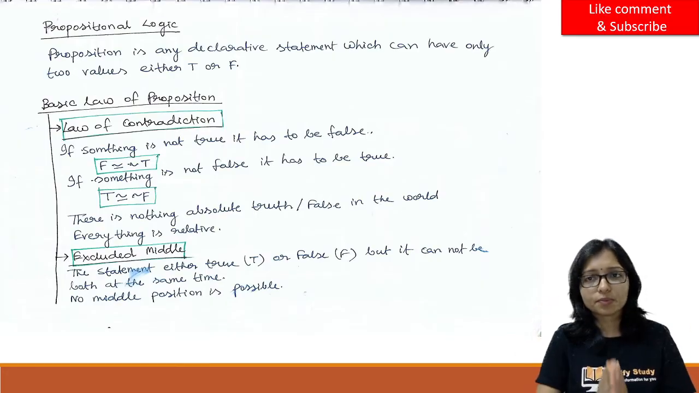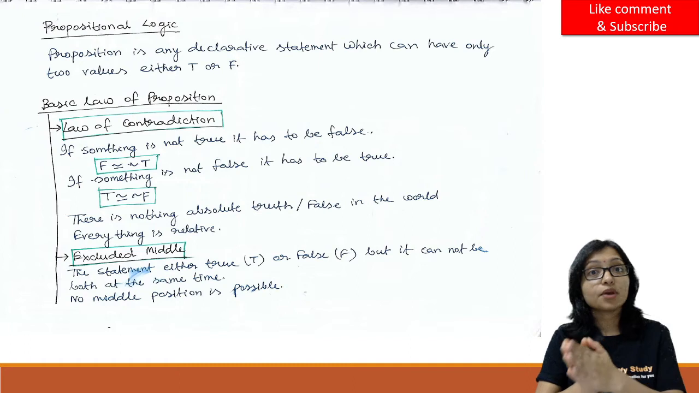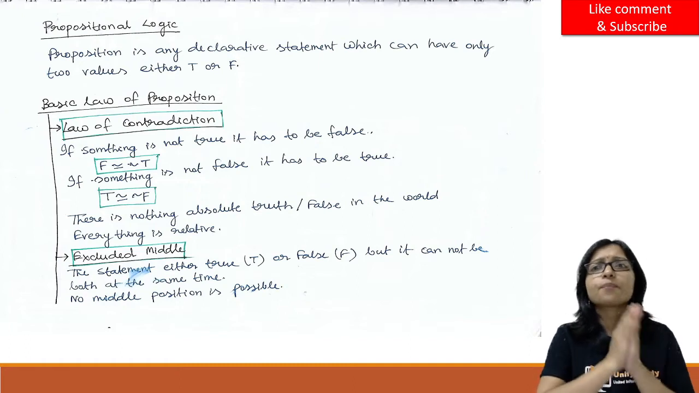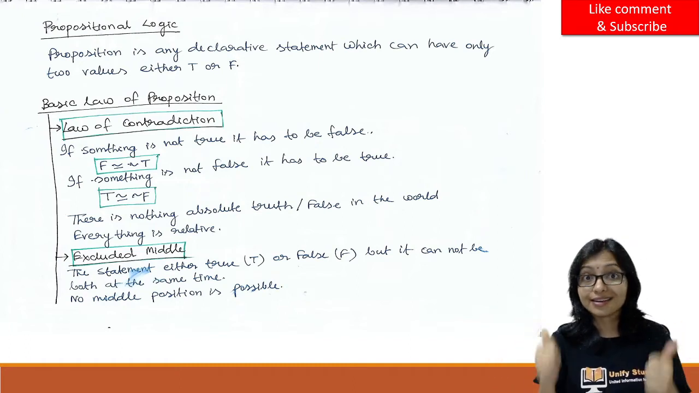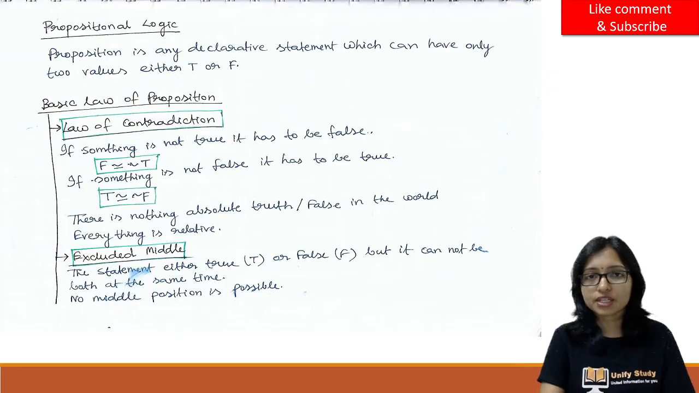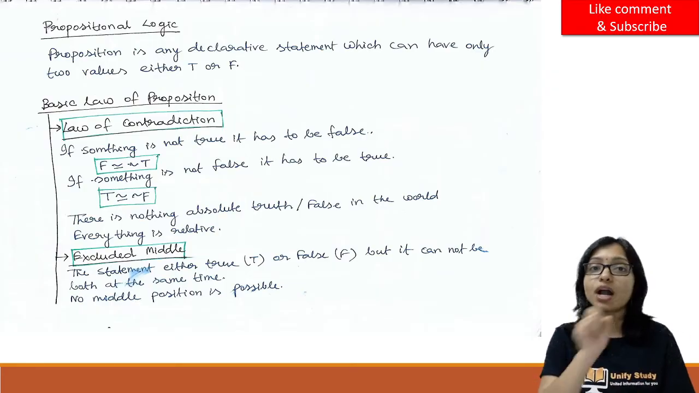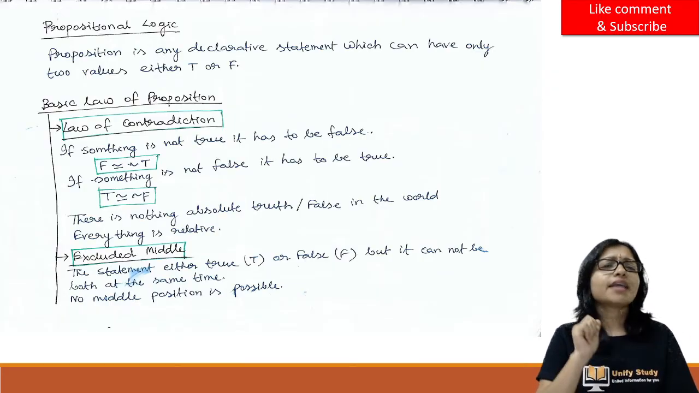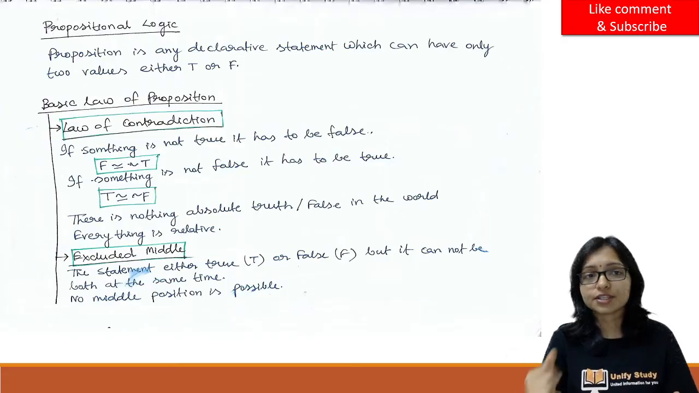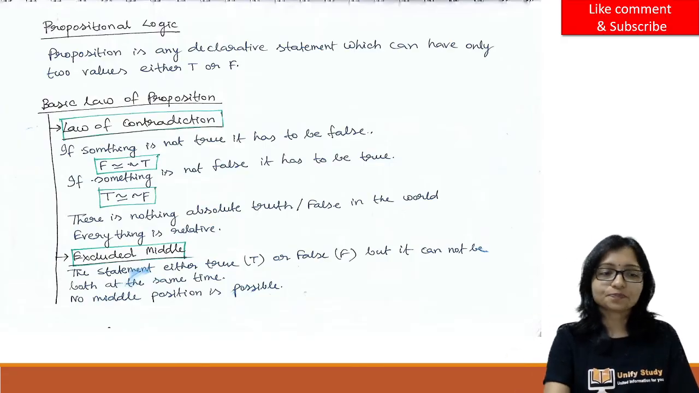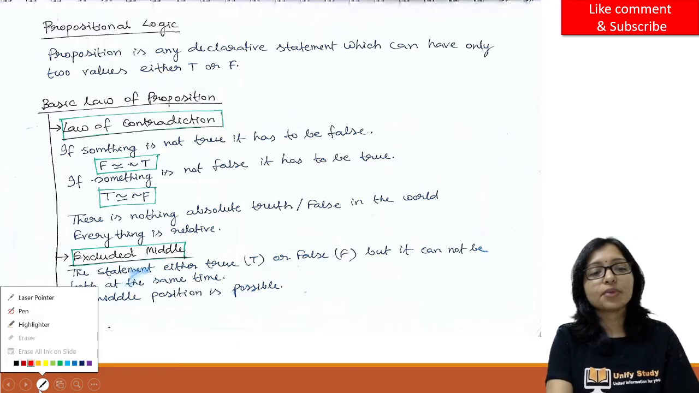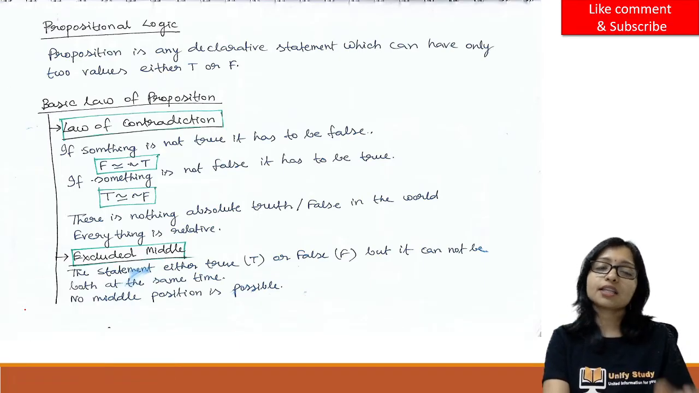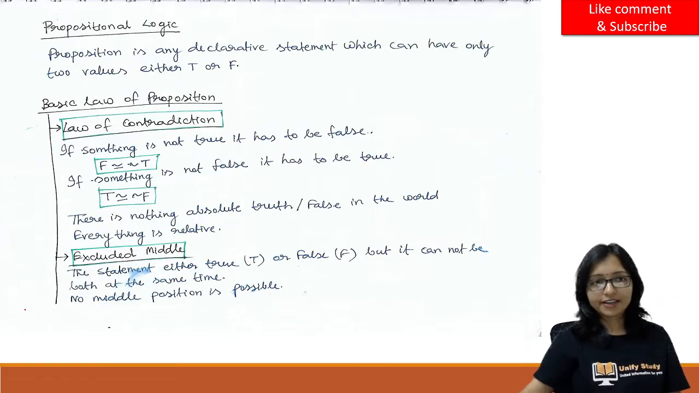Whatever exam you are preparing for, if it is your college exam, UGC NET exam, GATE exam, or any other competitive exam, in discrete math this is a very important subject, and it is related to artificial intelligence also. That's why you cannot leave it. So let's start. Must watch till the end. Don't leave in the middle. If you leave in the middle, then your concept will not be clear.